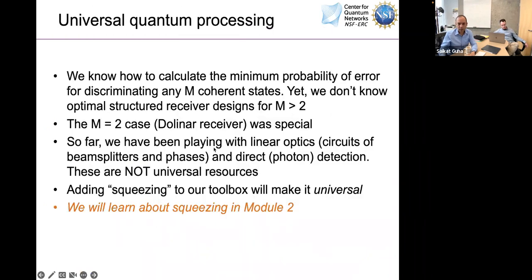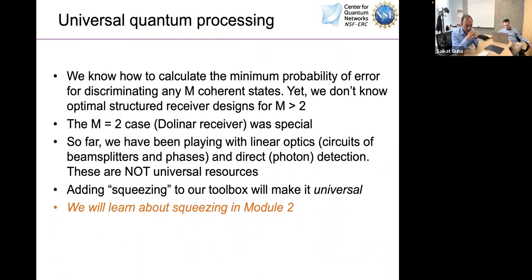Okay, so that brings me to really the conclusion of the first module. In this module we dealt with only 2 physics concepts, interference and photon detection. We were just playing with these 2 things. And I showed you how we can calculate the minimum probability of error for discriminating any set of coherent states, yet we don't know how to design a structured receiver for N greater than 2. So the N equals 2 case was special, in that there was a receiver design. But so far we have only been playing with beam splitters, or passive linear optics, and direct detection.